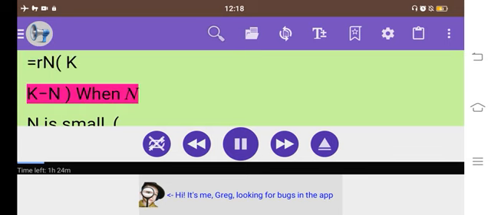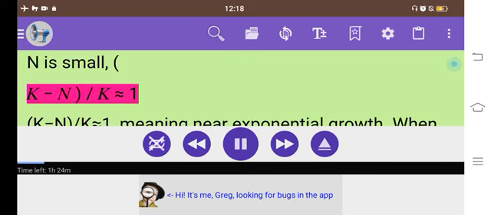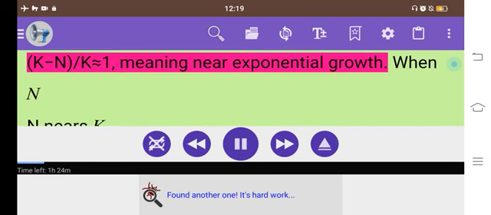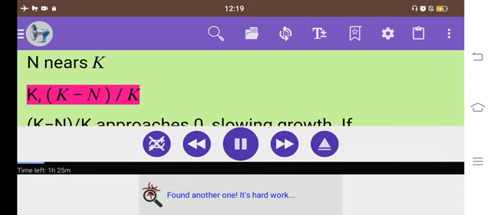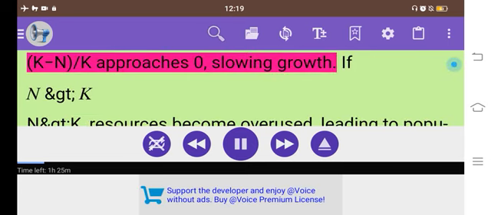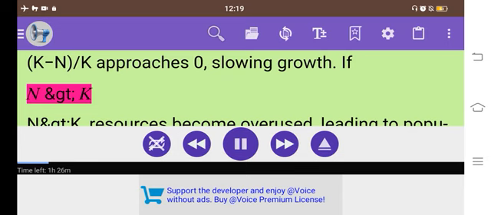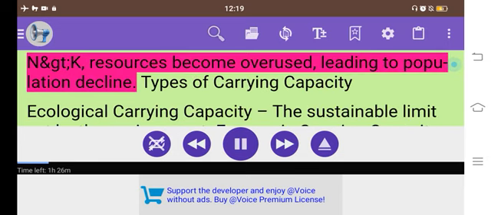When N is small, (K minus N)/K is approximately equal to 1, meaning near exponential growth. When N nears K, (K minus N)/K approaches 0, slowing growth. If N is greater than K, resources become overused, leading to population decline.